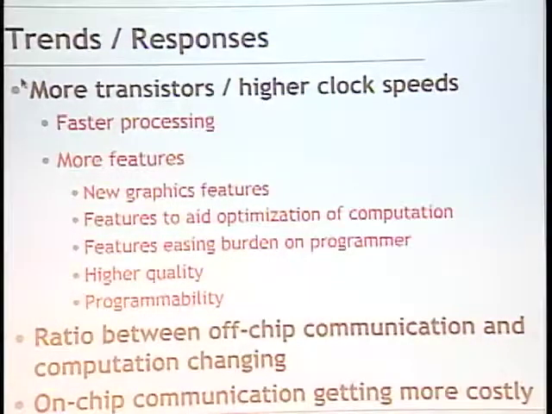Better quality. We're not going to do things in integer anymore. We're going to do floating point. We're going to do more precision. We're going to have double precision floating point. So this is how we can use more transistors, and we'll be pointing these out as we look at specific stages of the pipeline.